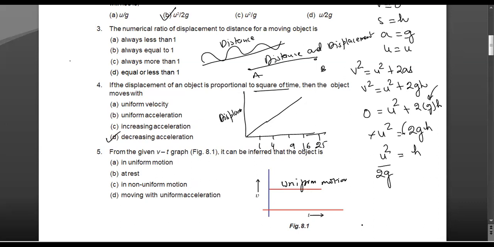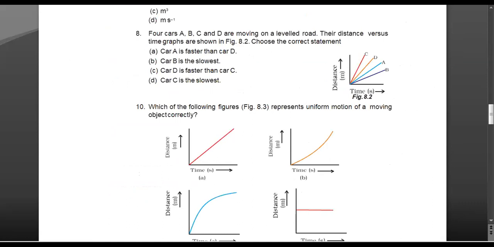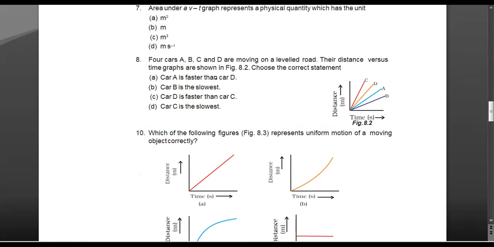Got it, Hamna? Got it? Okay. So let's move further. Moving towards the next questions.